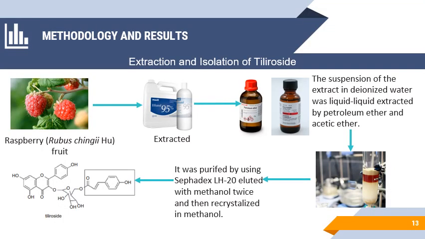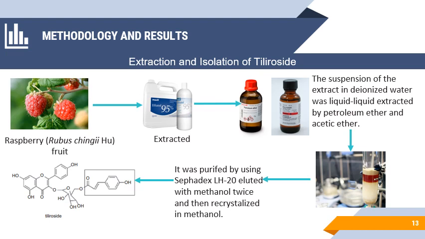The first is extraction and isolation of Tiliroside. Tiliroside was isolated from the ethanol extract of raspberry or Rubus chingii Hu fruit. The raspberry was extracted with 95% ethanol 3 times at room temperature. The ethanol extract was concentrated under reduced pressure. Then, the suspension of the extract in deionized water was liquid-liquid extracted by petroleum ether and acetic ether.